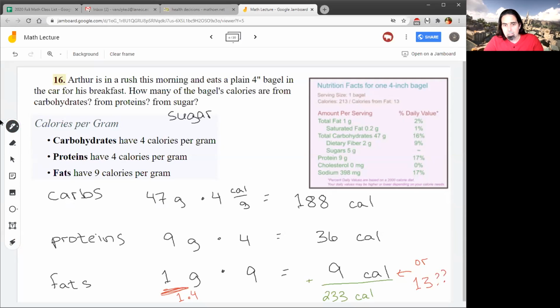So sugar is a kind of carb. So there's 5 grams of sugar. We're going to multiply it by the 4 because it's a carb. So the sugar grams are part of the carb grams. That 20 grams of sugar is part of that 188 already. It's just one of the many kinds of carbohydrates.